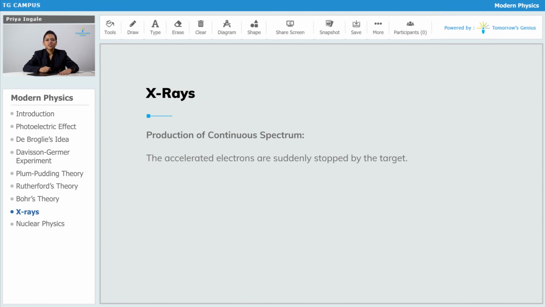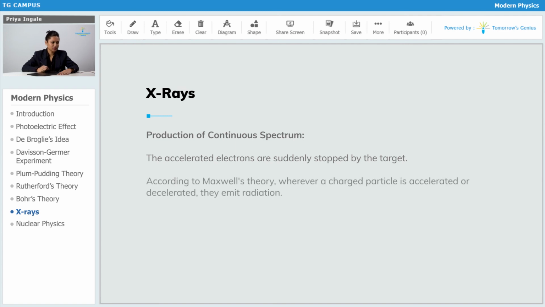Then production of continuous spectrum. How is the continuous spectrum produced in X-rays? The accelerated electrons are suddenly stopped by the target. As we have seen, when the electrons are emitted by the filament, they are stopped by the target when they collide. Then wherever a charged particle is accelerated or decelerated, it emits radiation. So this is called bremsstrahlung, or braking radiation. This is named after the scientist, so after his name we have given this name to that radiation, bremsstrahlung, or the braking radiation, we call it.